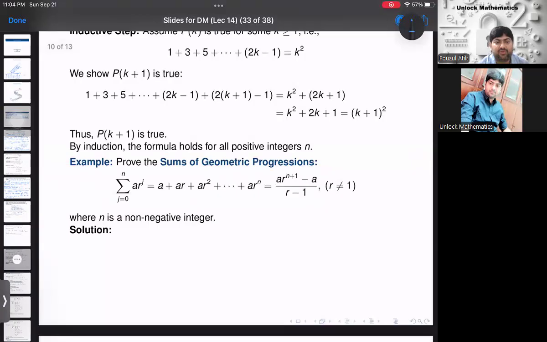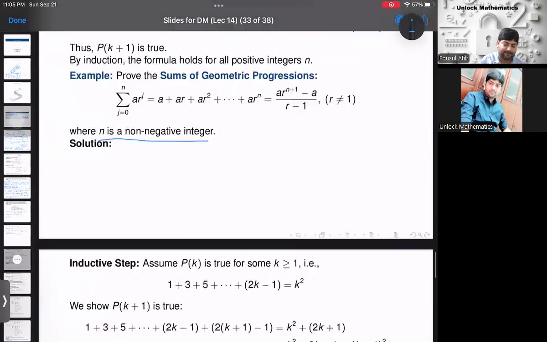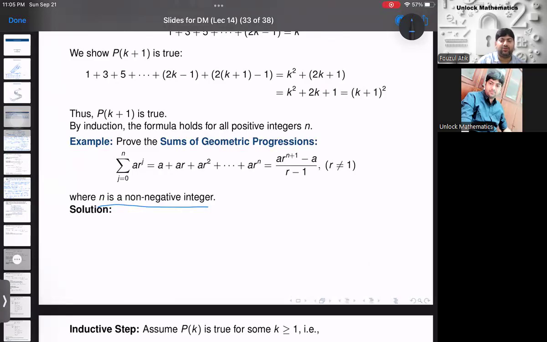Okay, we have one more example, that is the sum of a geometric progression. This one also we can prove using the principle of mathematical induction, because we are talking about n being a non-negative integer. So how do you prove that? Assume that this statement is Pn: that a plus ar plus ar square up to ar to the power n is equal to ar to the power n plus 1 minus a divided by r minus 1. So assume that this is Pn.